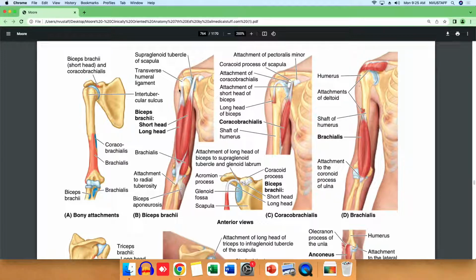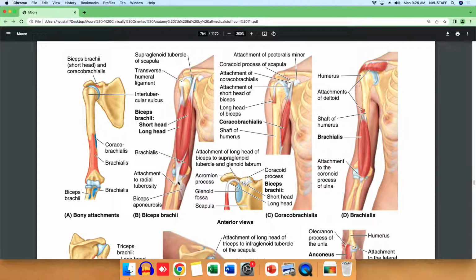Passing from here, it literally crosses the shoulder joint, as you can see, and passes towards the supraglenoid tubercle of the scapula, because literally on the superior and inferior edges of the glenoid cavity, we can find small projections known as supraglenoid and infraglenoid tubercles. So in case of the long head of the biceps brachii muscle, we can find the attachment to the supraglenoid tubercle of the scapula. Okay?